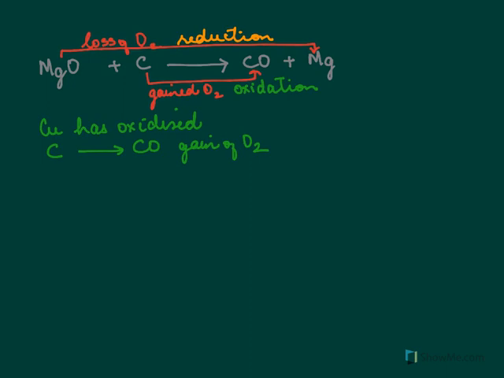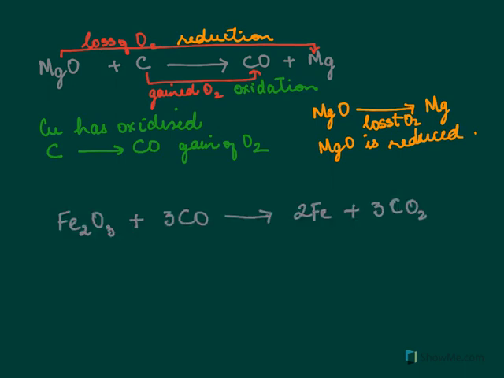And when it comes to MgO, magnesium oxide becomes Mg and it has lost oxygen. So we can say magnesium oxide is reduced. The substance reduced is magnesium oxide.